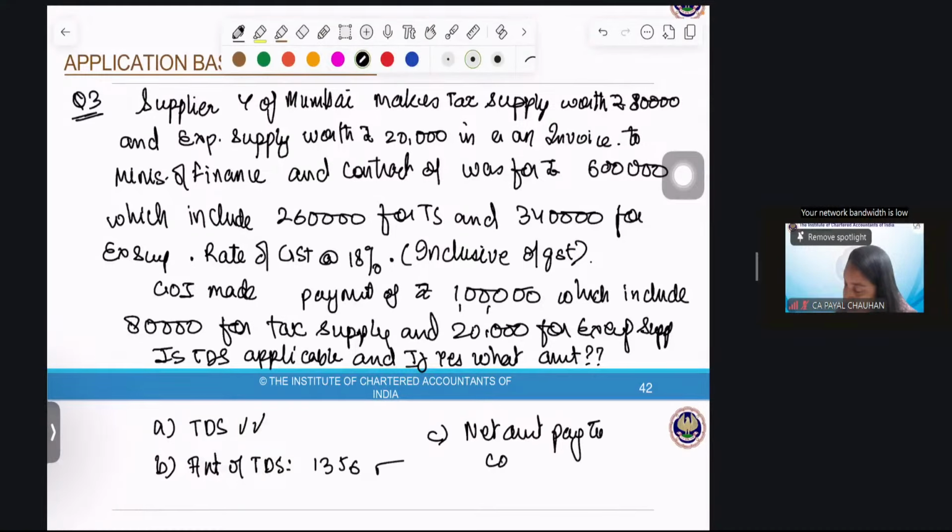What is the third answer? Adil, you're missing something. It's not the complete answer. Think about it. There are two supplies. Won't you take 20,000 more? Won't you pay this also?